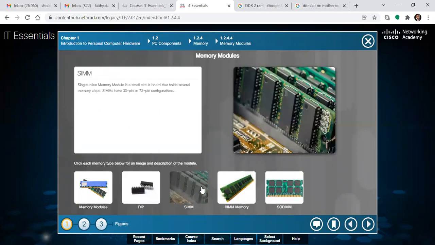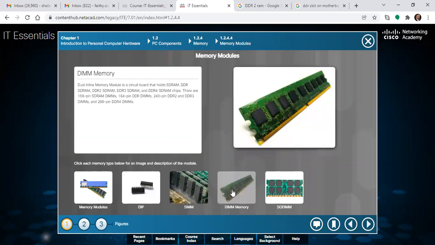A single inline memory module is a small circuit board that holds several memory chips. Okay, so a SIM has a 30 pin or 72 pin configuration. All right, then we have the dual inline memory module, which is a circuit board that holds SDRAM. Okay, it holds DDRAM.